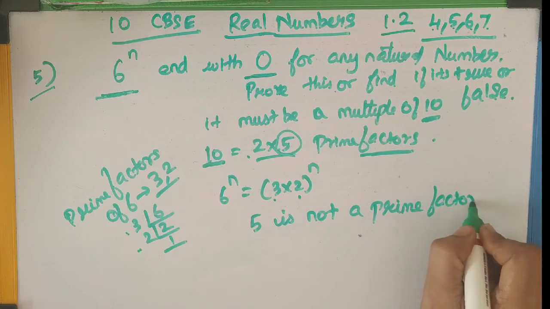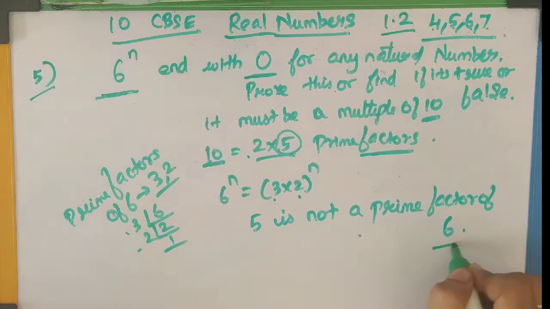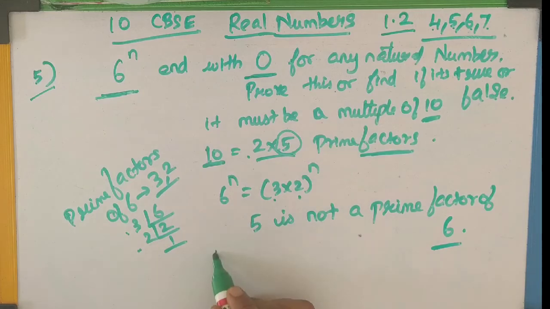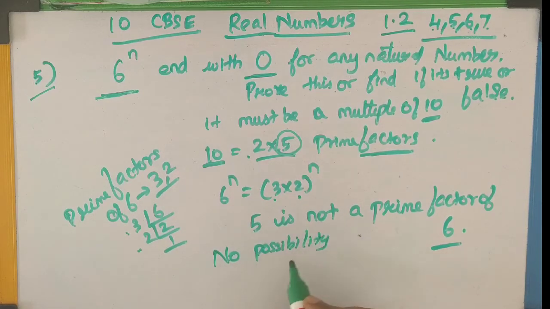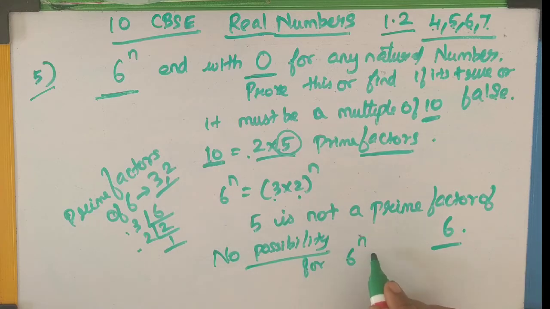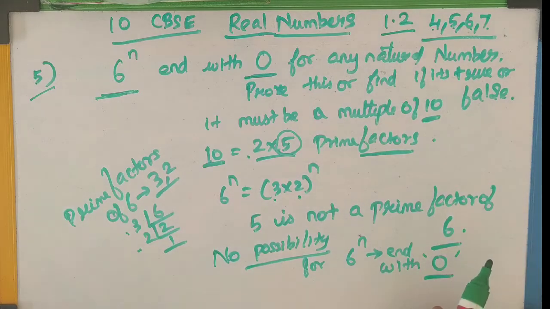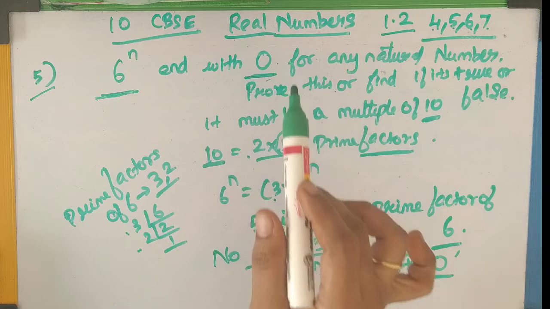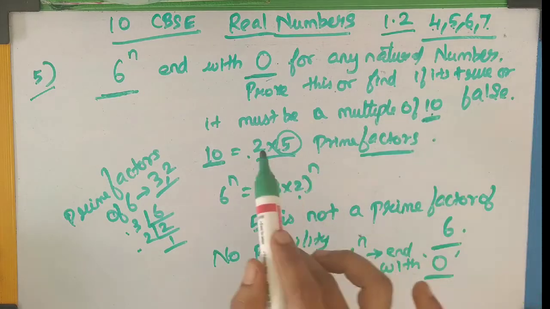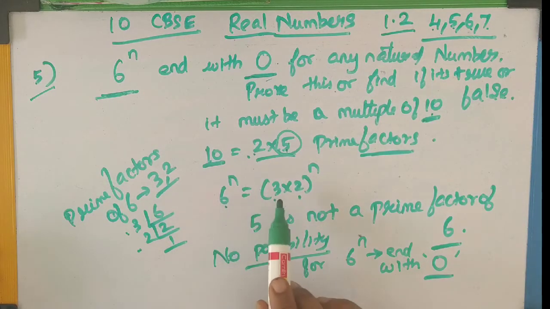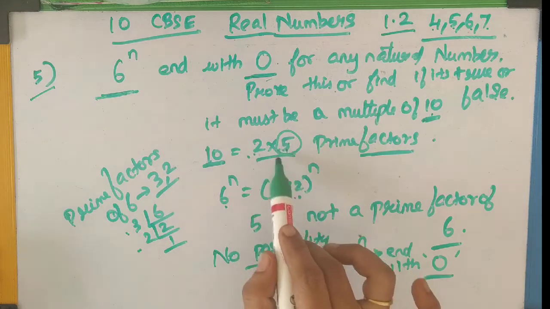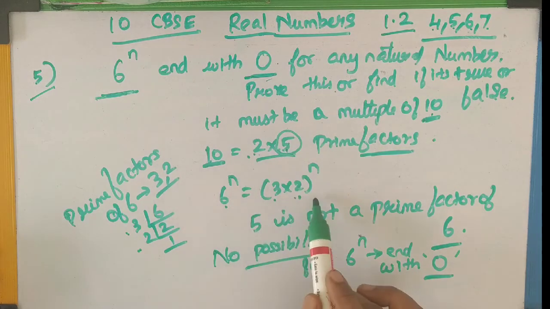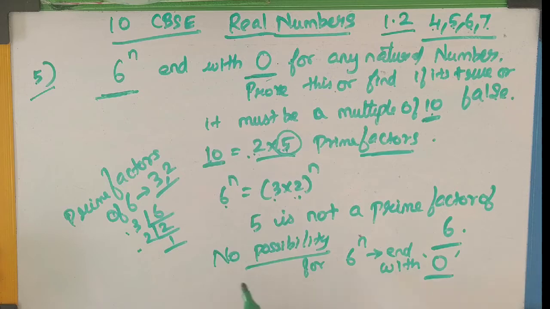Do you agree with me? Am I explaining it to you clearly? Okay. So, since the prime factors of 6 don't include 5, there is no possibility for 6 power n to end with 0. Any power of 6 cannot end with 0. Clear? Are you convinced with my explanation? That is, 6 power n doesn't have 5 as a prime factor. 2 and 5 must be prime factors for a number to end with 0.